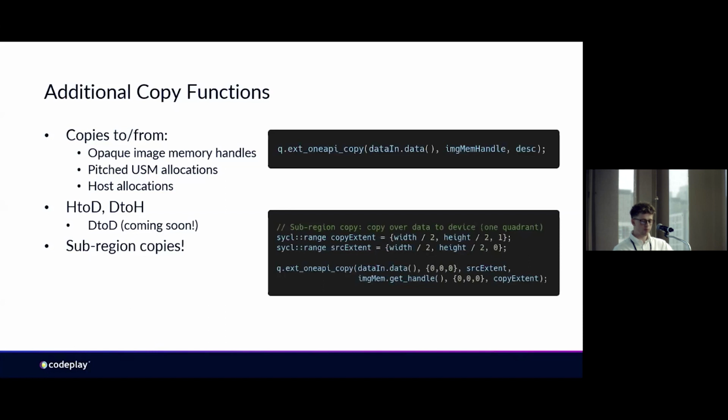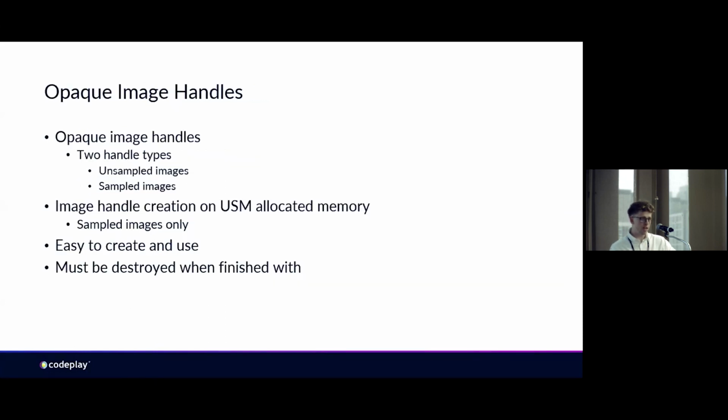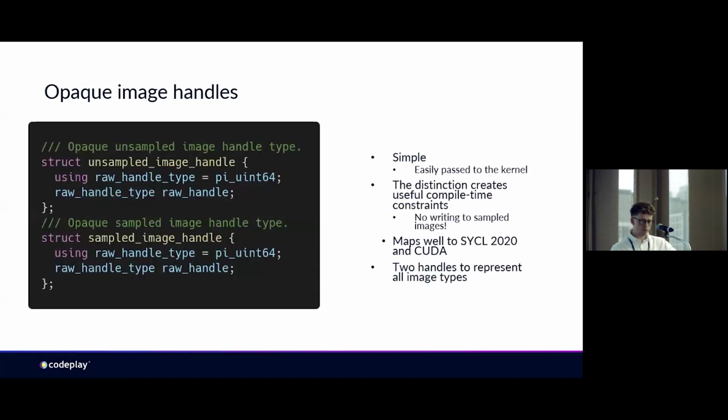And then the image handles. So we treat all images as simple opaque handles, and we provide two different handle types that represent basically all the currently implemented image types. So these are sampled and unsampled images. Obviously, by their name, an unsampled image is one where no sampling is performed, but a sampled image is where we can access the power of sampling, like filtering and addressing modes. And yeah, these handles are very simple to create and then use. So because of their simplicity, they're easily passed to the kernel.